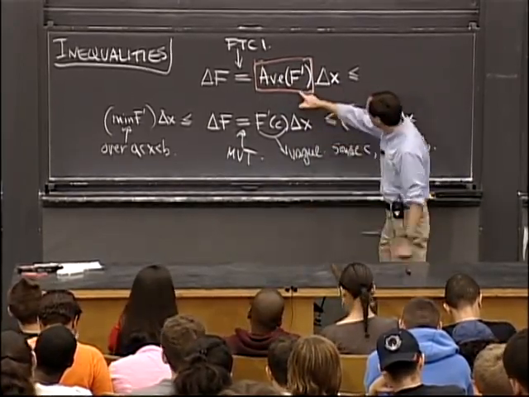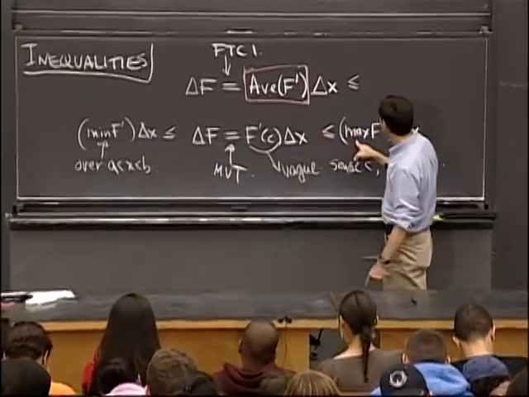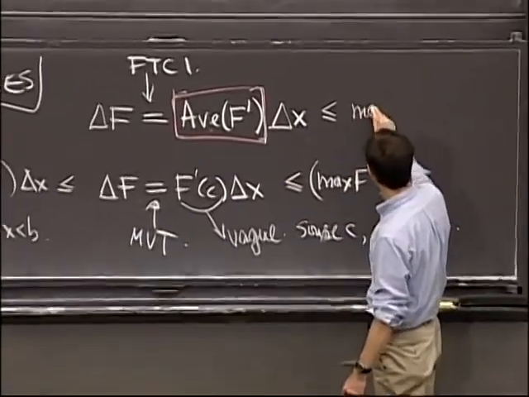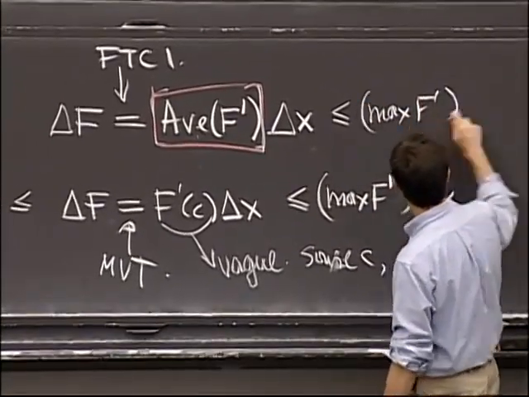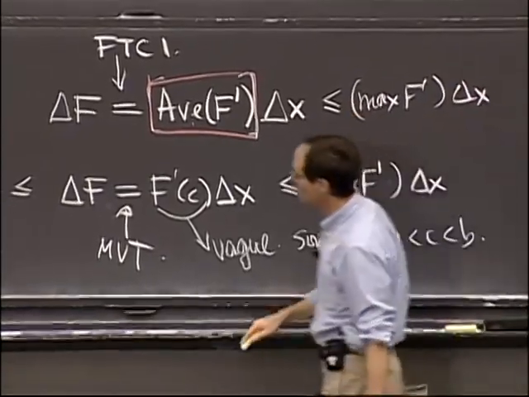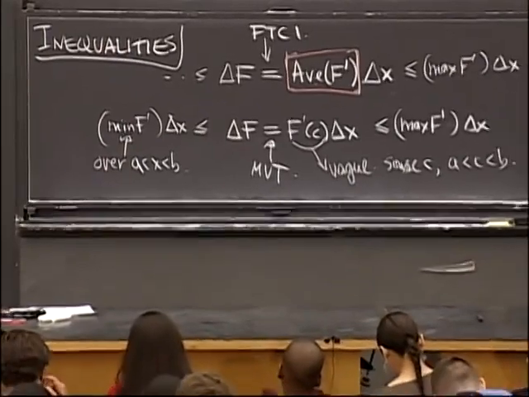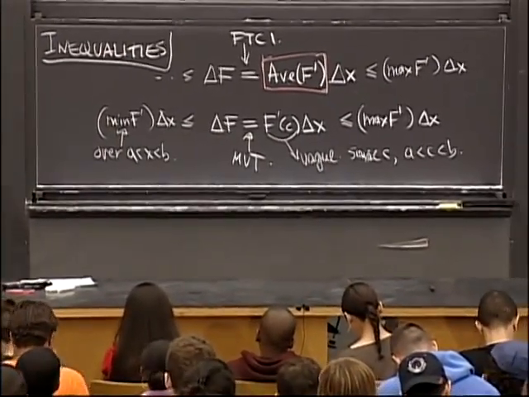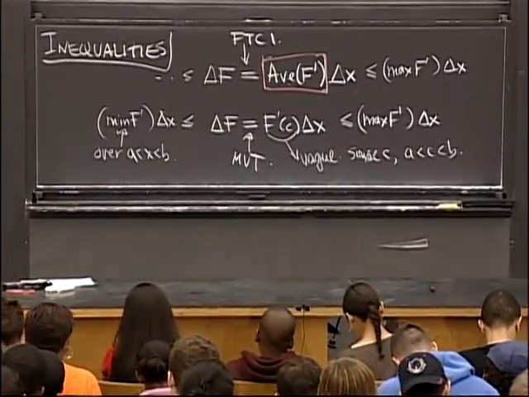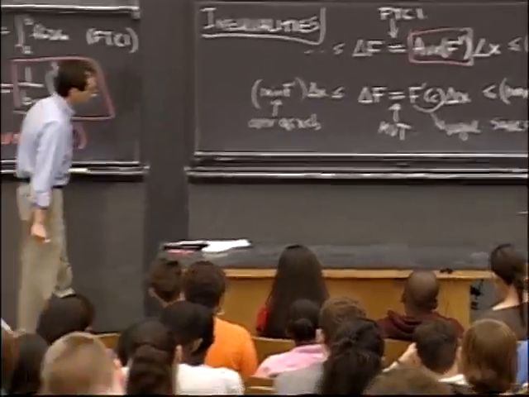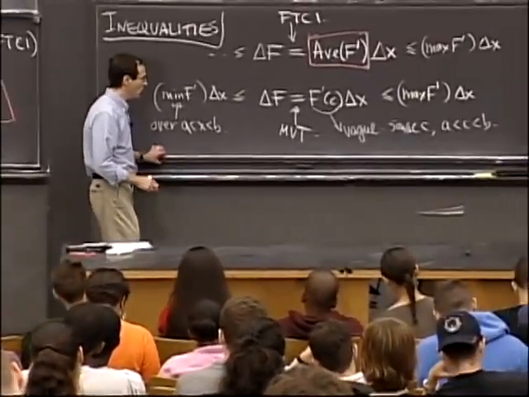So it's obvious that if the average is less than the maximum, it works just as well to draw this conclusion. And similarly over here with the minimum. Okay, the average is always bigger than the minimum and smaller than the maximum. All right, so this is the connection, if you like.